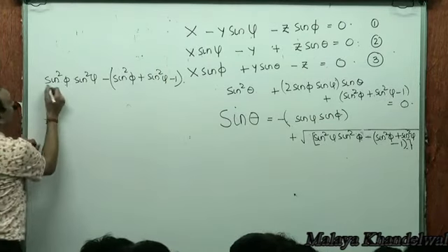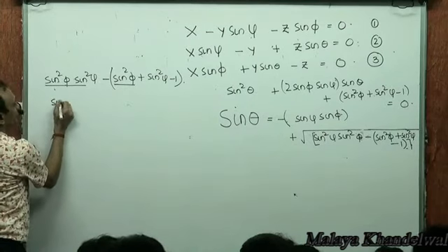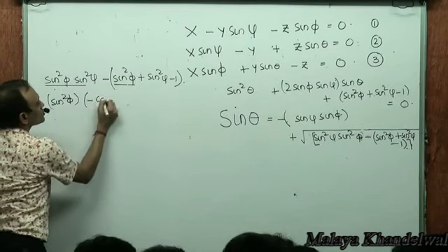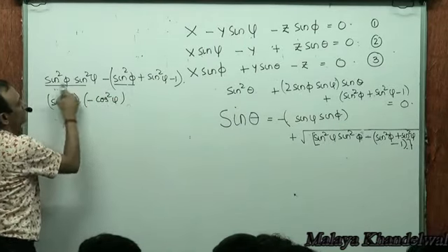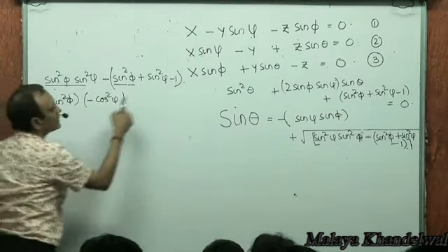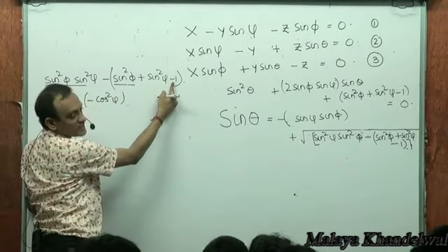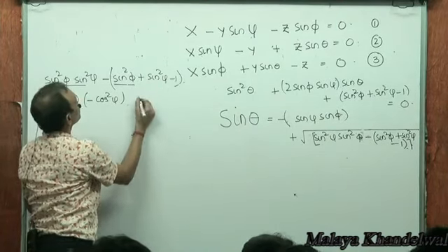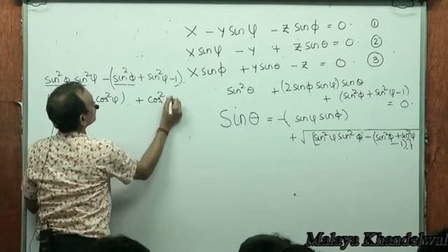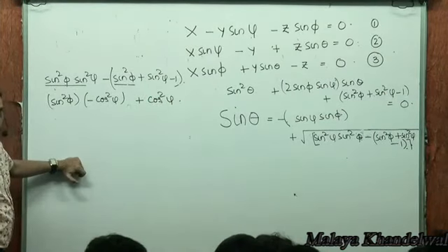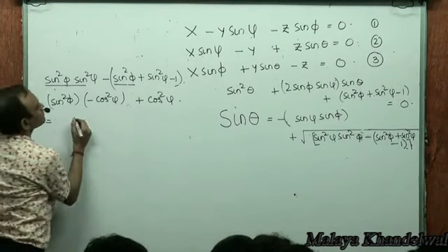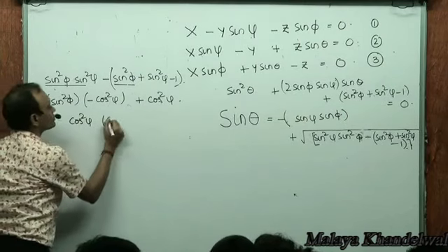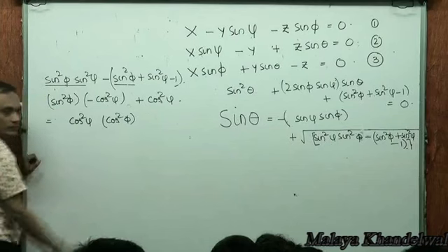Now I combine this and this. I take sine square phi common from this. Then sine square xi minus 1 is minus cos square xi. Yes or no? Sine square xi minus 1 is minus cos square xi, so plus cos square xi. Then if I take cos square xi common, then 1 minus sine square phi is cos square phi. Yes or no?